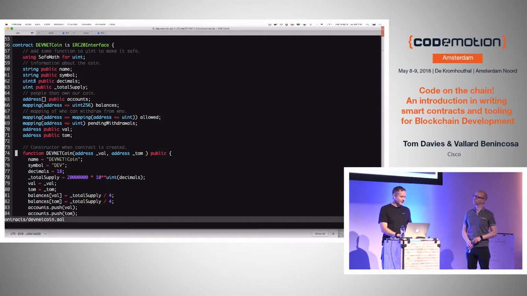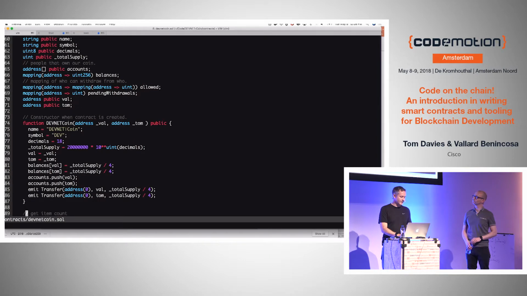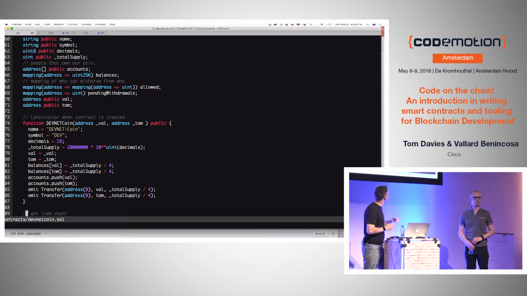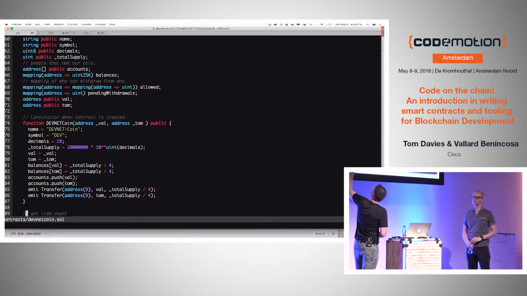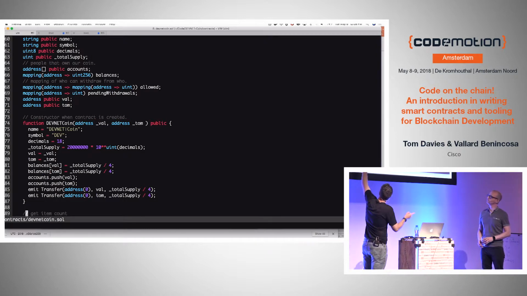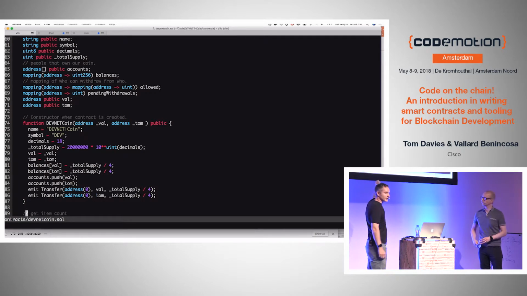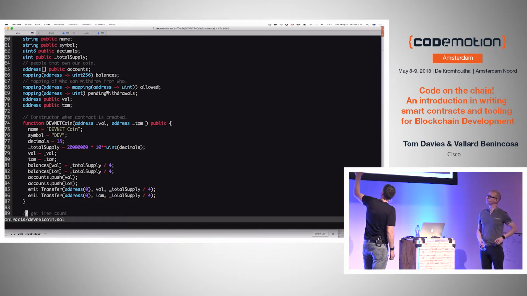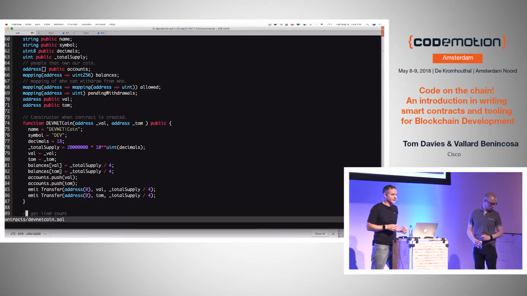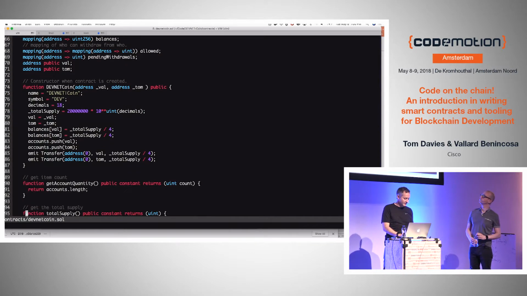Then most contracts will have a constructor. The constructor is basically just saying, okay, Val is this address, and Tom is this address. Put that in when you initialize this, and then give us 1/4 of the money supply each. So we'll have 5 million each, and then do the transfer of the funds into our account. And that's how you get the tokens in. It's very simple to do.